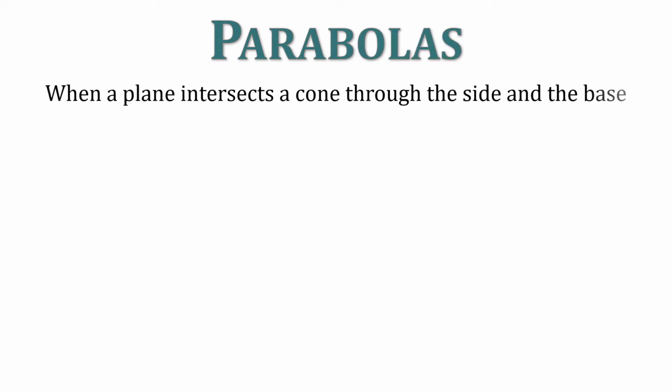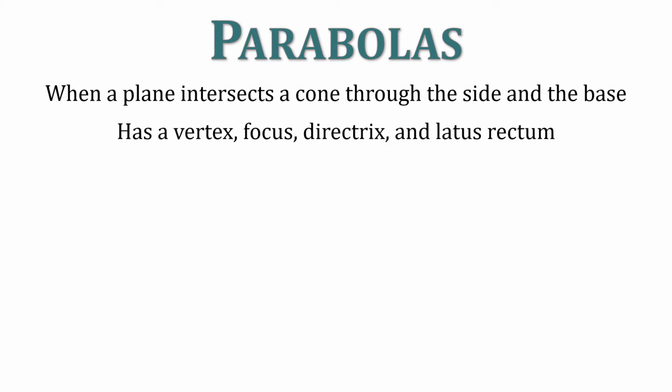Alright, so parabolas occur when a plane intersects a cone through the side and the base. Okay, it has to go through the side and the base. So that plane is going to be going straight up and down. Okay, so parabolas have a vertex, a focus, a directrix, and a latus rectum. Those are 4 different things. You already know about parabolas' vertex. We use those whenever we graph plain parabolas from quadratic functions.